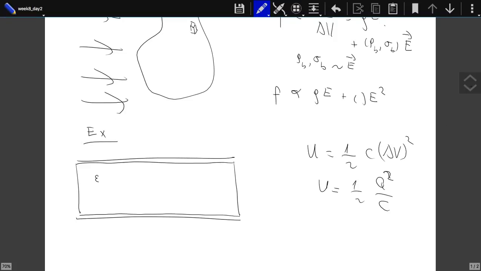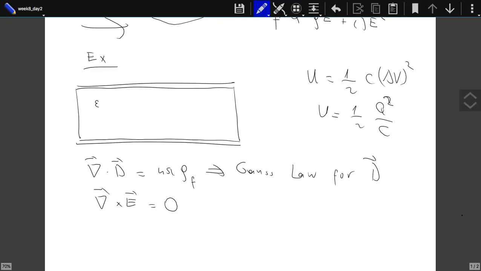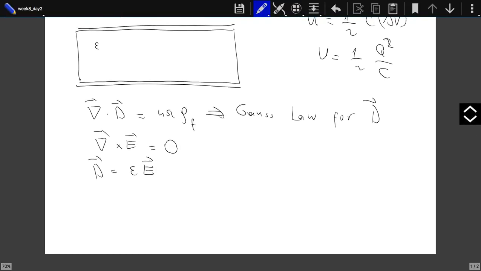Well, we know the two equations that we need to satisfy. One is the divergence of the displacement field should be 4 pi rho_f, and the curl of the electric field should be equal to 0. Well, this is basically the Gauss law for D. Furthermore, we know that D is equal to epsilon times E. And in the dielectric, E is just constant in our capacitor.